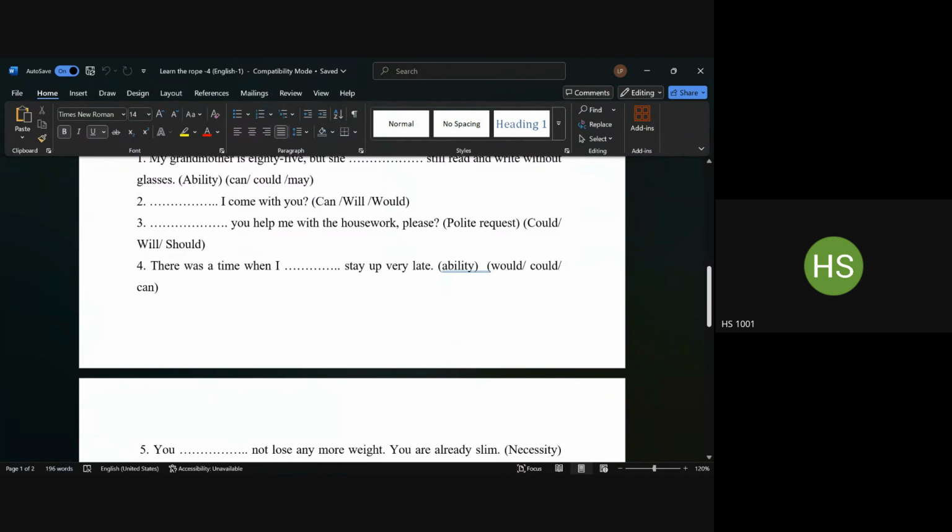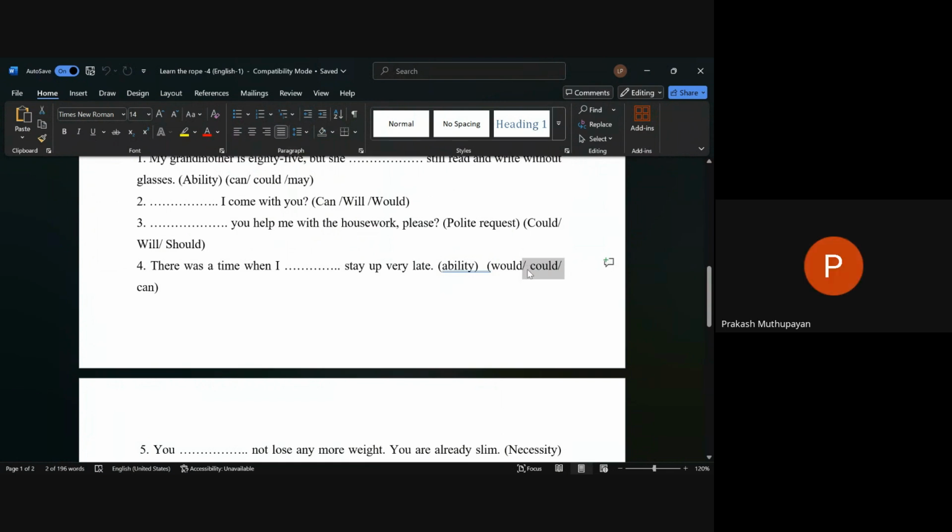There was a time when I dash stay up very late. Ability: would, could, can. Can. So read that again. There was a time when I dash stay up very late. It shows ability. But can you use "can" here? There was a time when I can stay up very late. The presence of the past tense here, "was," makes it a little difficult for you to choose the word "can" here. So what will you have to choose instead?